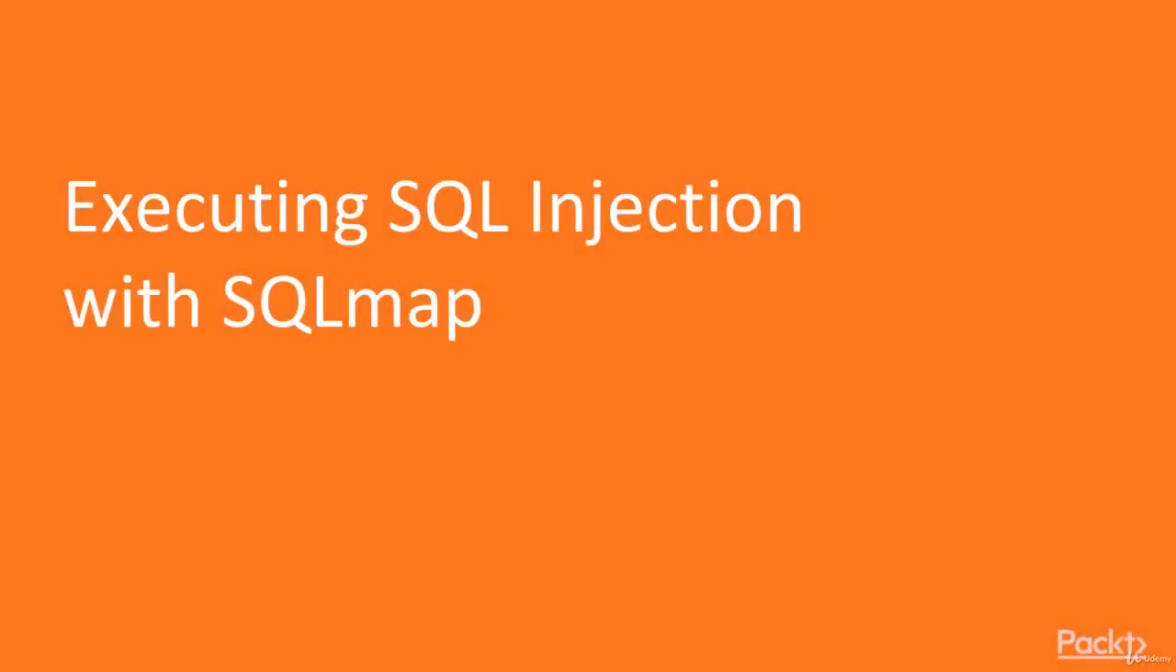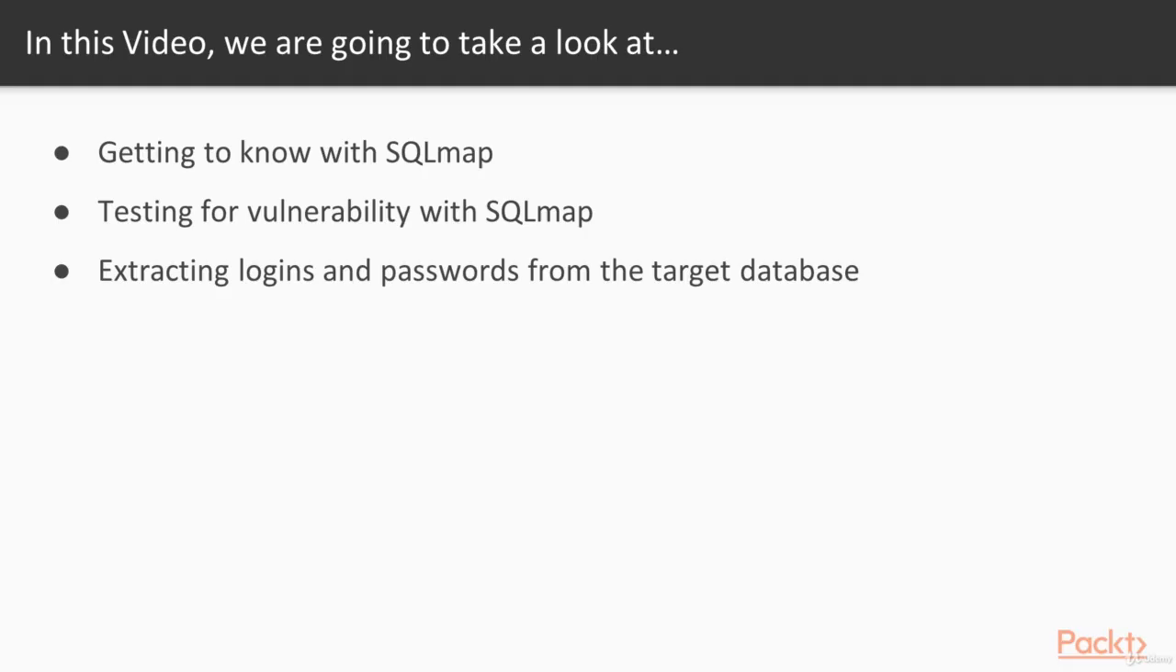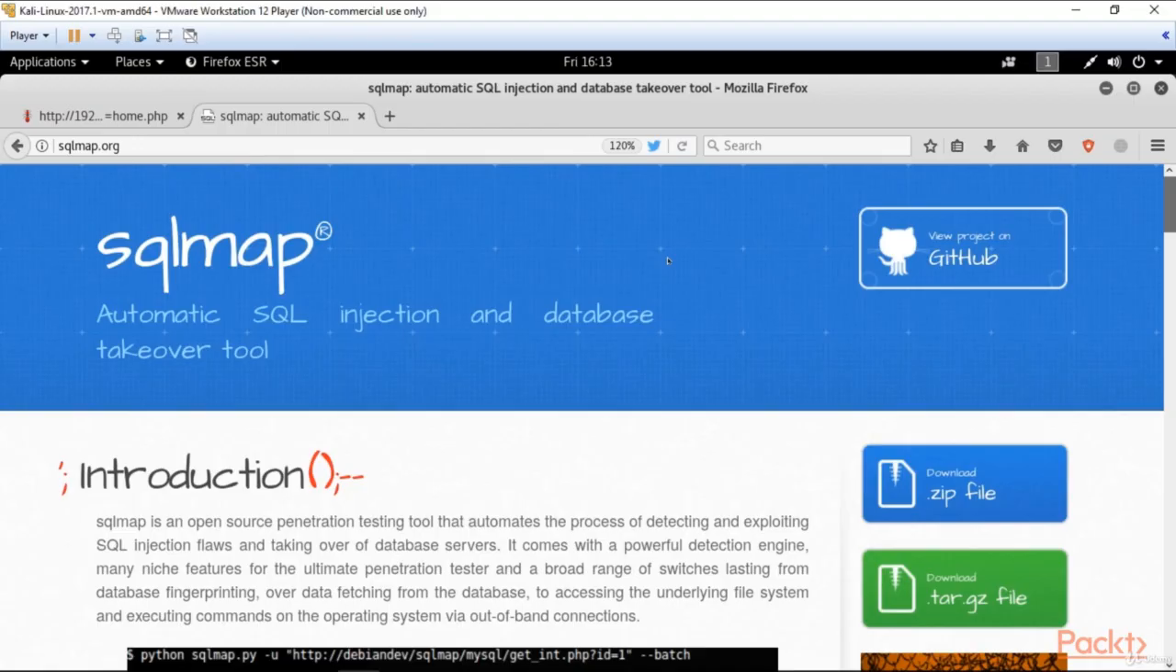Hi, in the previous video we learned how to check for SQL injection manually. In this video we are going to learn how to execute SQL injection with SQLmap. So, in this video we are going to get to know SQLmap, test for vulnerability with SQLmap, and extract logins and passwords from the target database. SQLmap is a huge and powerful tool, not only for detecting SQL vulnerabilities, but, first of all, for exploiting them.